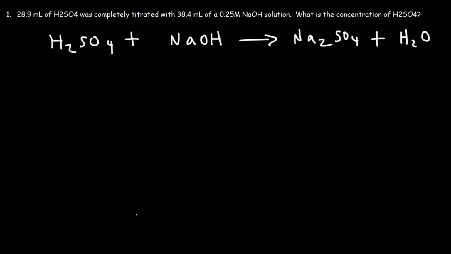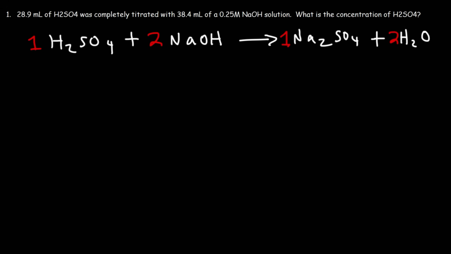Now let's balance the equation. So we have 2 sodium ions on the right, which means we need to put a 2 in front of NaOH. Now notice that we have 2 hydrogen ions, 2 hydroxide ions. That's going to create 2 water molecules. So now the equation is balanced. So how can we use this equation to calculate the concentration of H2SO4?